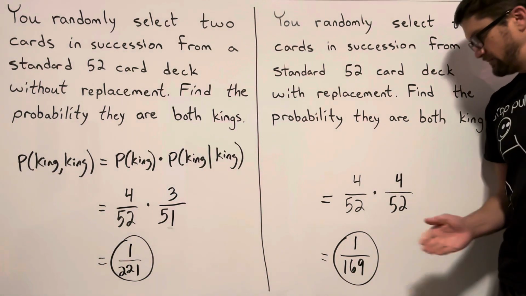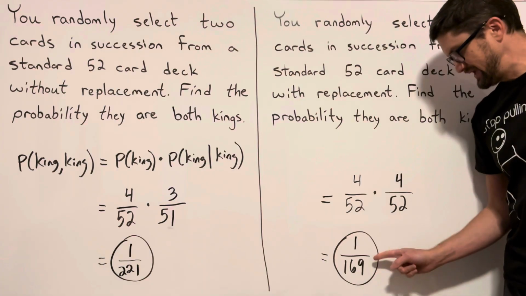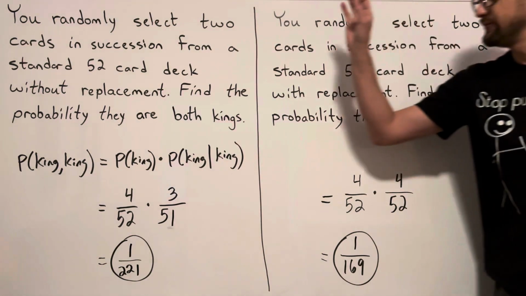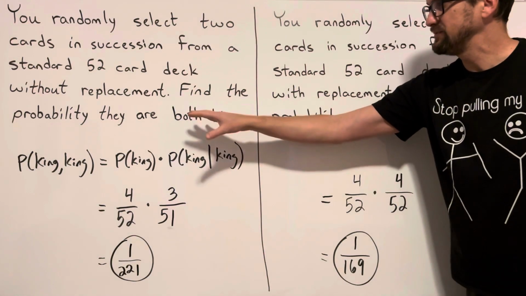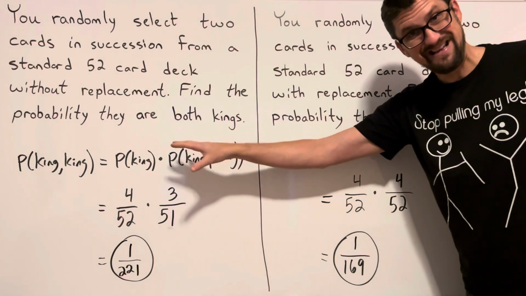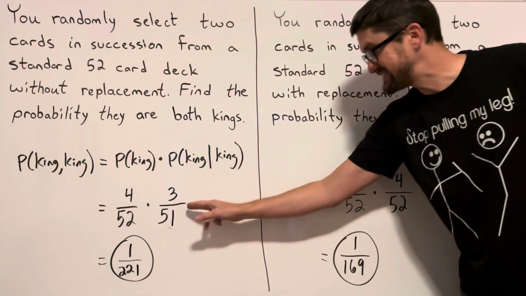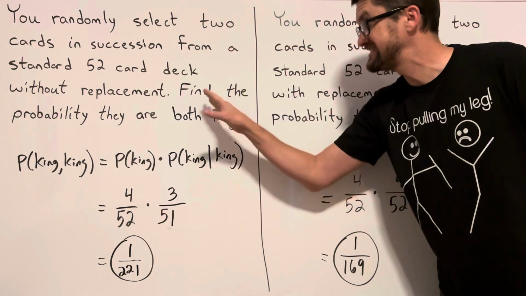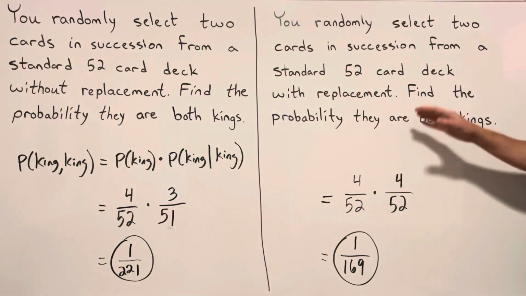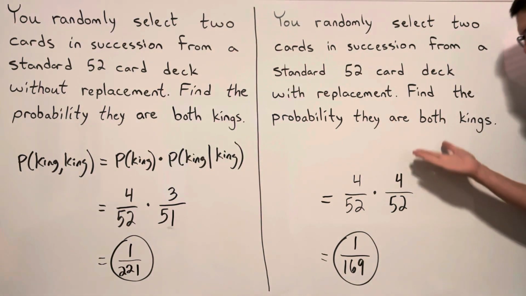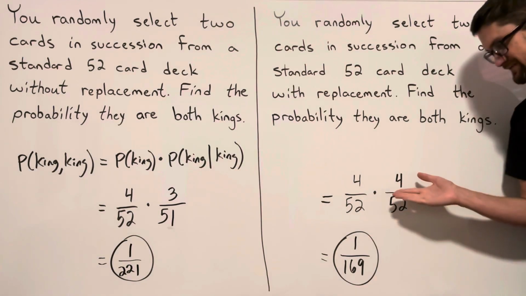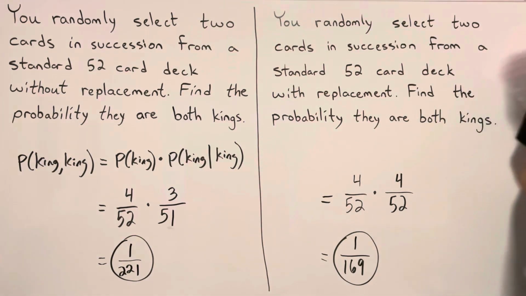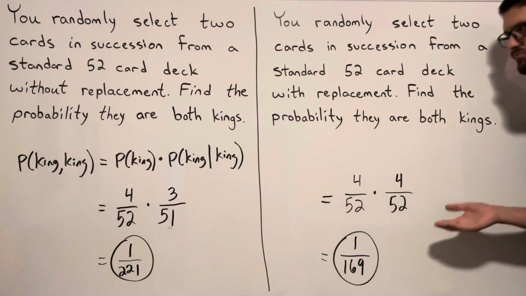So you can see that the probability is higher of getting both kings if you do with replacement. The first one was an example of a dependent scenario. The probability of the second card being drawn depends on what the first card was. They're dependent events. With replacement, this is an example of independent events. The second probability did not depend on the first event. There you go.